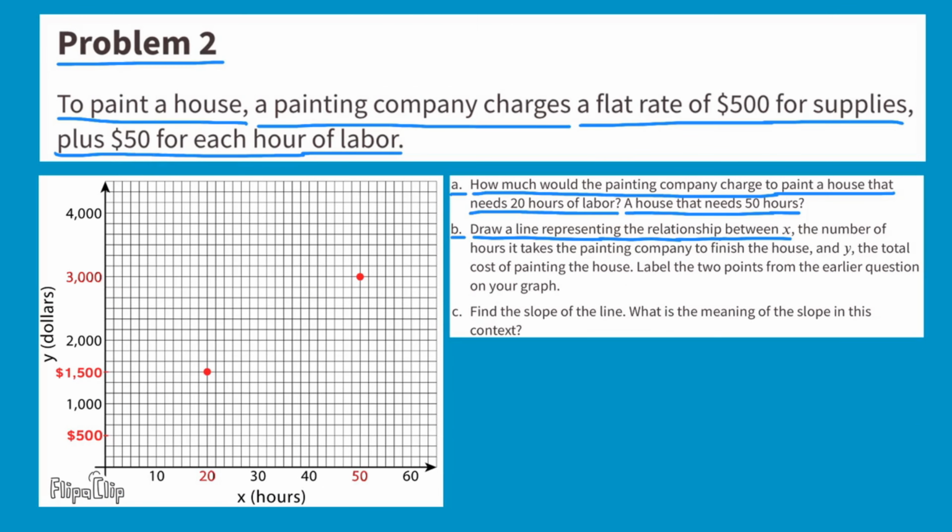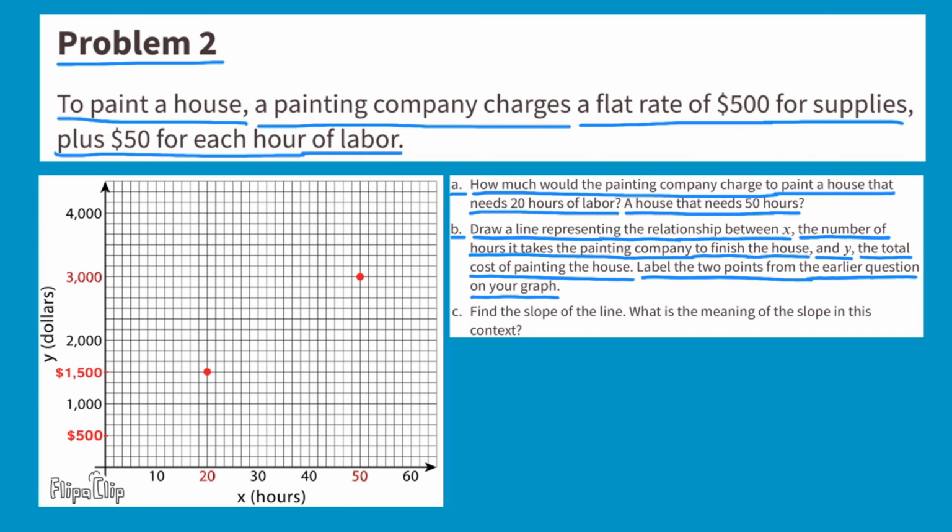B. Draw a line that represents the relationship between X, the number of hours it takes the painting company to finish the house, and Y, the total cost of painting the house. Label the 2 points from the earlier question on your graph.